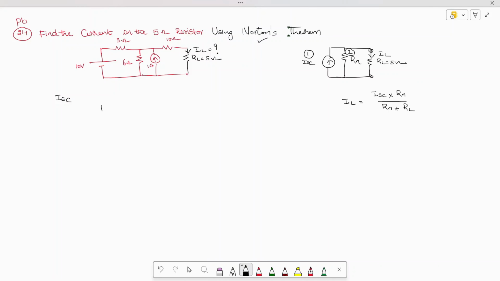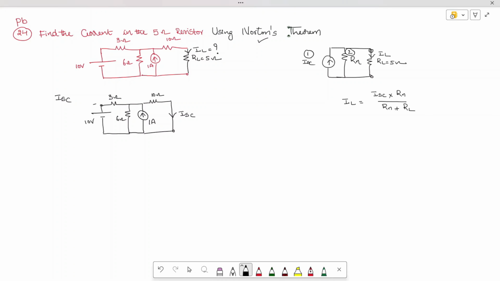Okay. So I'm activating the source, 10 volts, 3 ohm, 6 ohm. I have a current source of 1 ampere and one more resistor of 10 ohm. And what we need to do is short circuit this branch, and I need to find out ISC.